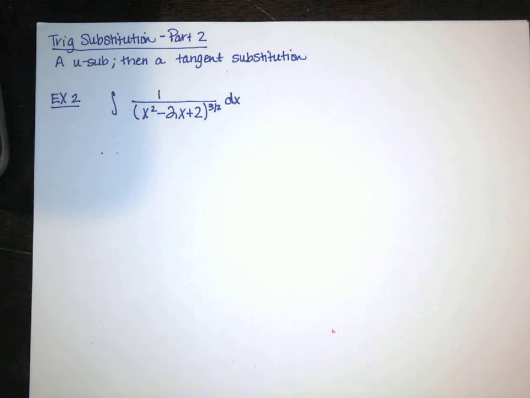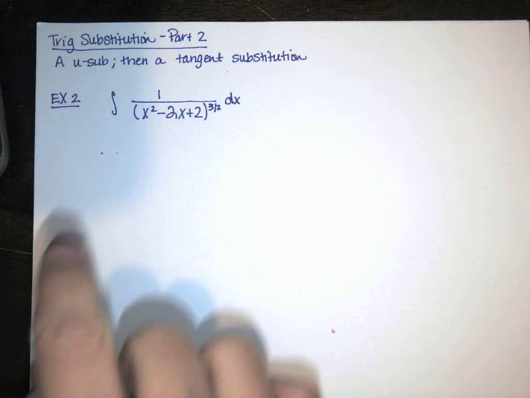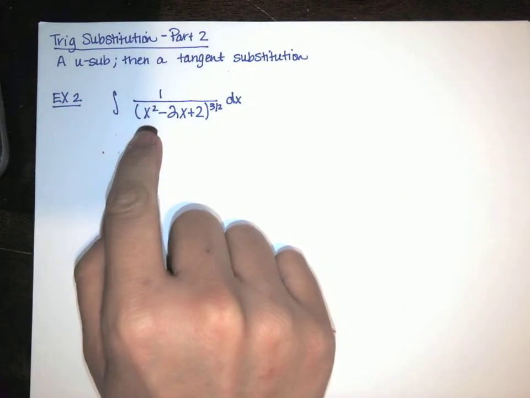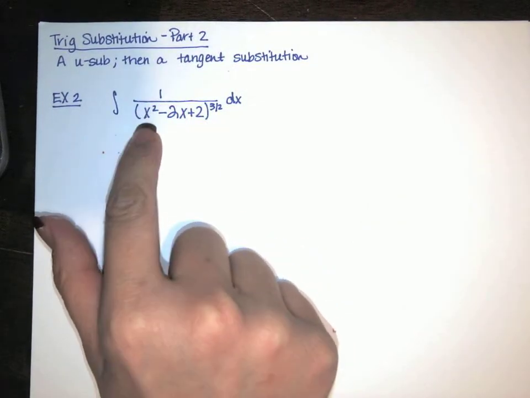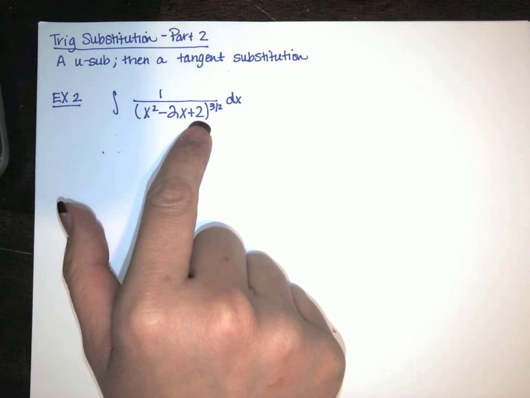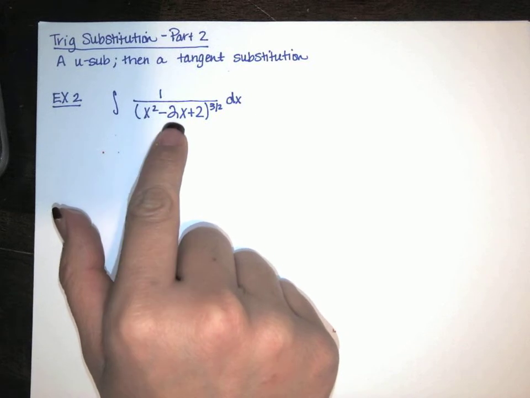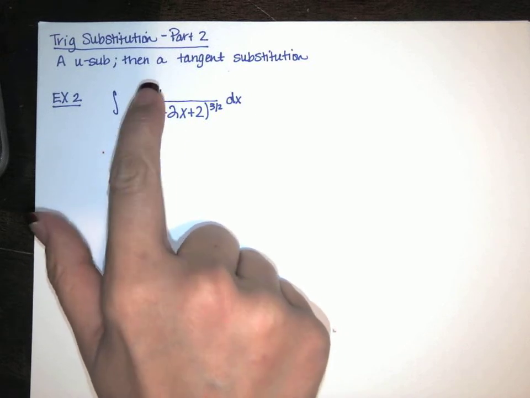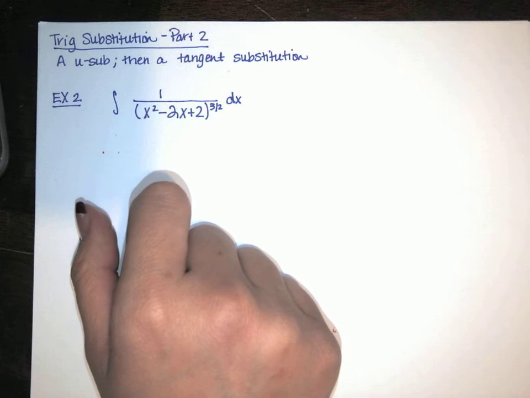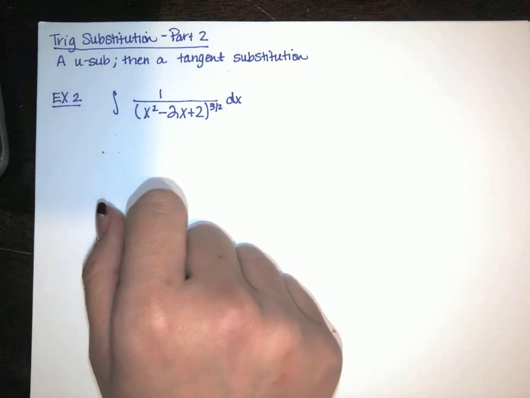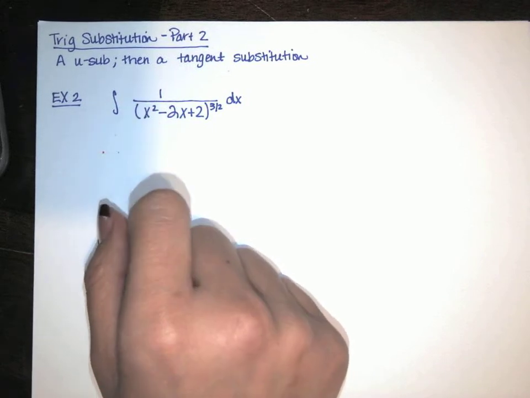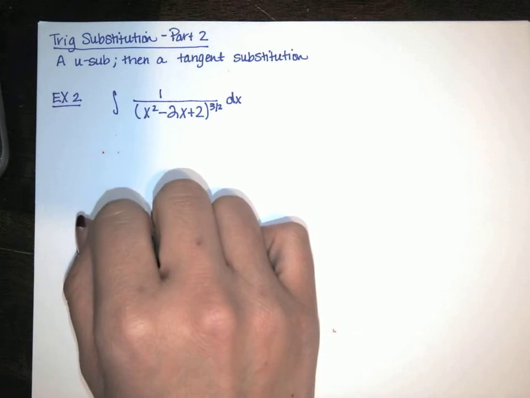Can I just do a straight u-sub and get to avoid completing the square? Turns out I can't. If I were to do u-sub, u would have to be this entire inside function. The derivative of x squared minus 2x plus 2 is 2x minus 2, and then I have all of that times dx. I don't have a 2x minus 2 up here, and I can't multiply it by something to get a 1 that doesn't involve x. It's not going to be a u-sub, not in its current form.